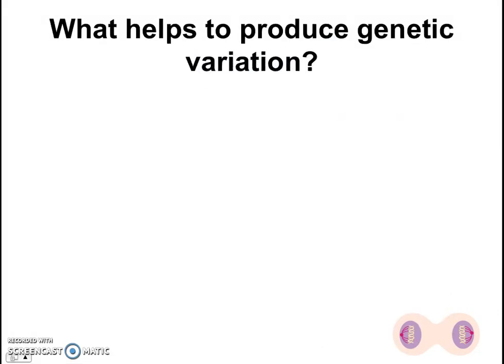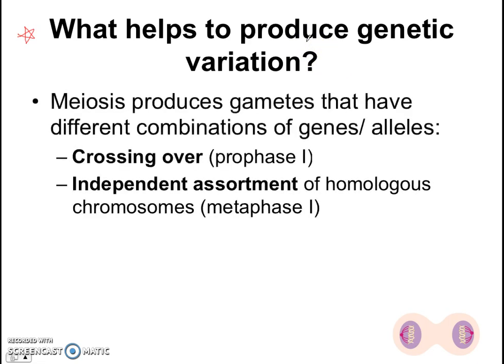Now, of all the slides in this video, this is the single most important slide. So if you don't understand anything else, just come back to this slide and understand the points on it. So what helps to produce genetic variation in an organism which reproduces sexually? Well, the first thing is meiosis. Meiosis helps to produce genetic variation. And that's because meiosis produces gametes which are different. Gametes which are different have different combinations of genes and alleles.